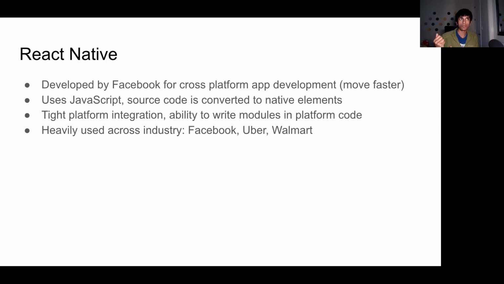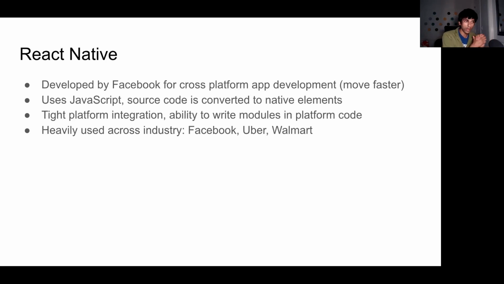So on iPhone, it'll be Objective-C, and then on Android, it'll turn into Java code. So it'll actually run like a native app. And the nice thing is that the React Native components that you write will have tight platform integrations. And so you can make your app a hybrid. So you can say that I want parts of my app to be platform code.